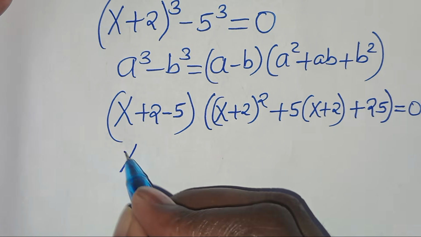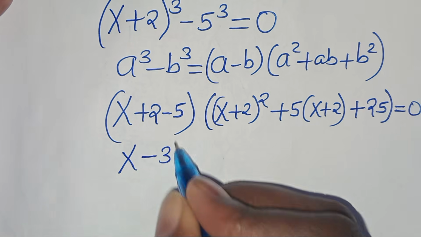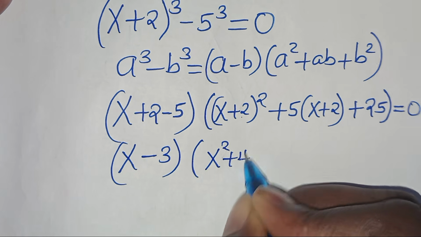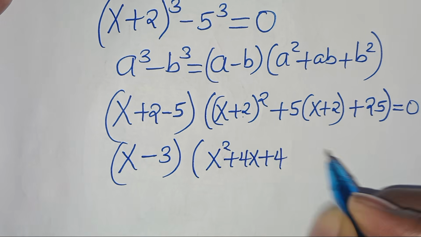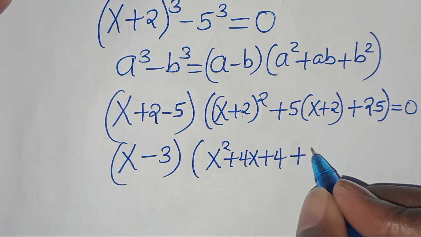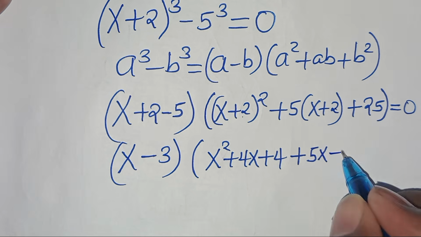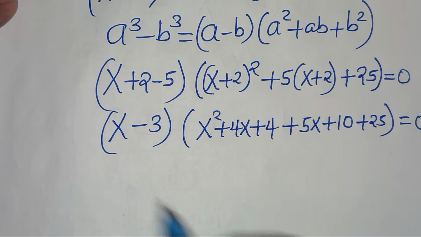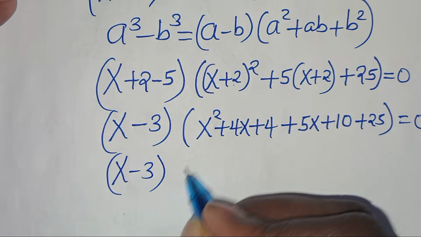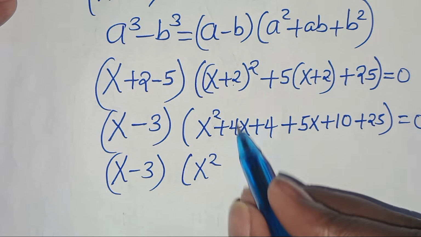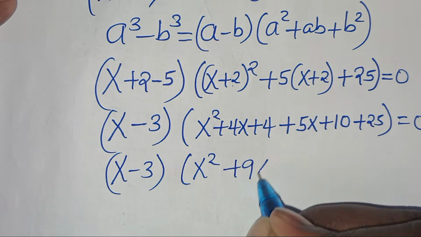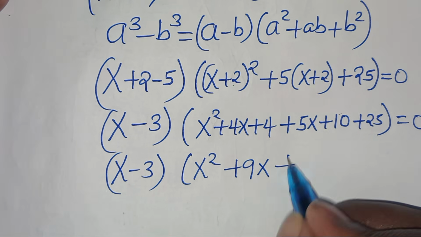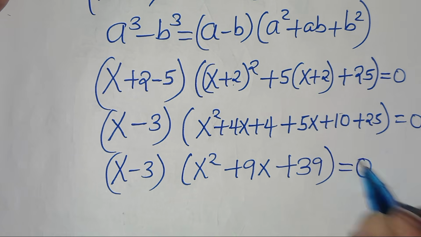So this is x plus 2 minus 5, this is minus 3. Then we have x plus 2 to the power of 2, this is x squared plus 4x plus 4. Let's open the parenthesis here, plus 5x, then 5 times 2, this is plus 10, plus 25, this is equal to 0. So this is x minus 3. Here we have x to the power of 2. Now this is 4x plus 5x. This is 9x. Then we have 4 plus 10, this is 14. 14 plus 25, this is plus 39. This is equal to 0.